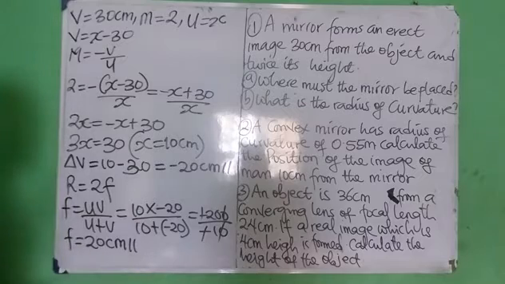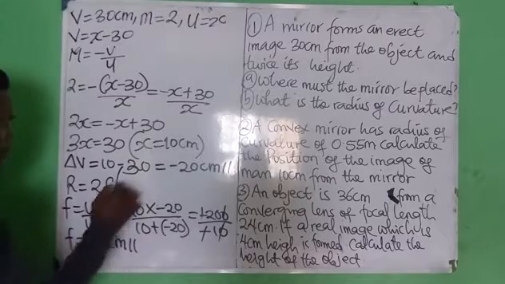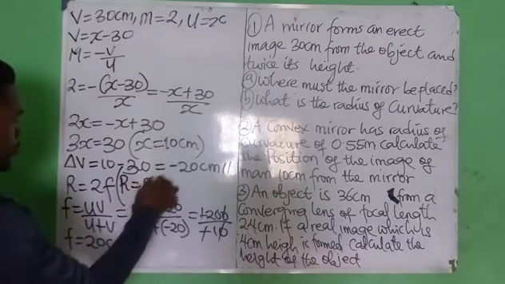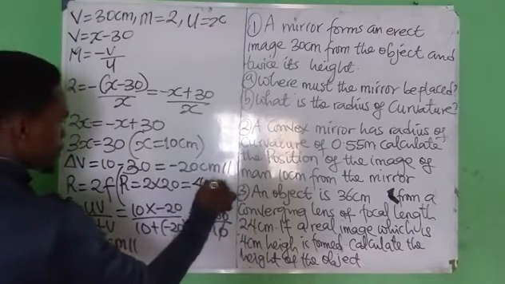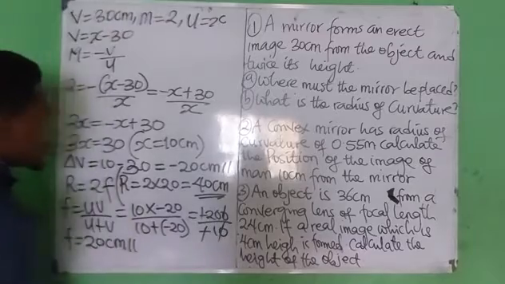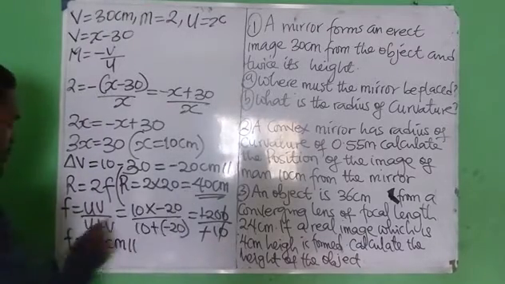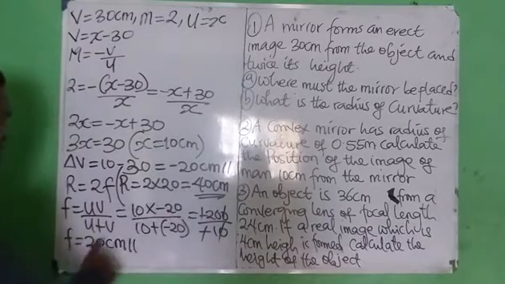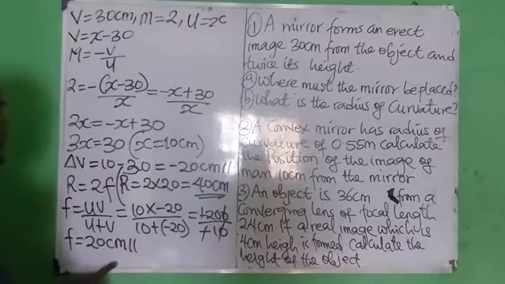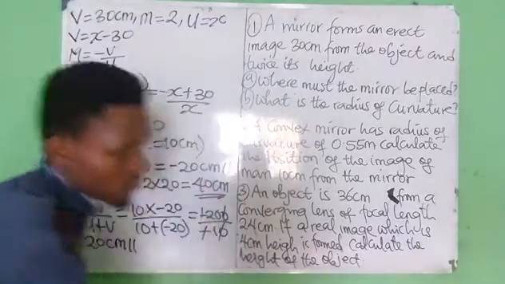But that is not the final answer. It said, what is the radius of curvature? So whenever you see your f, you put 2, right? So radius of curvature is equal to 2 times 20, and that will give me 40 centimeters. So the radius of curvature is 40 centimeters, focal length is 20 centimeters, and it must be placed 10 centimeters. All right. So please take note of that.